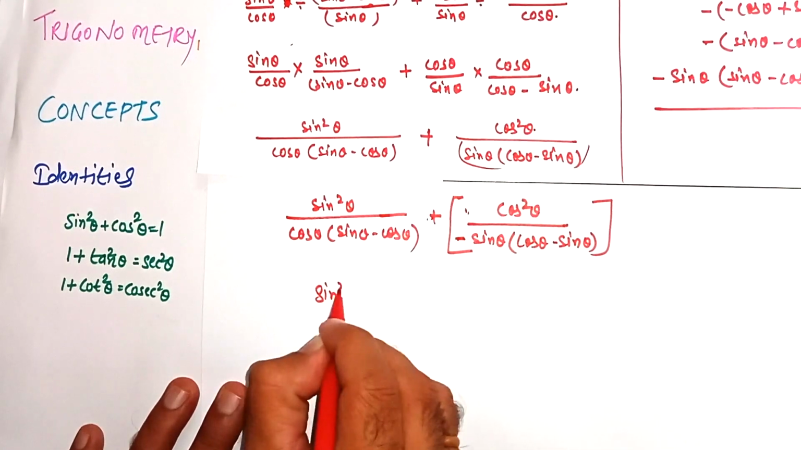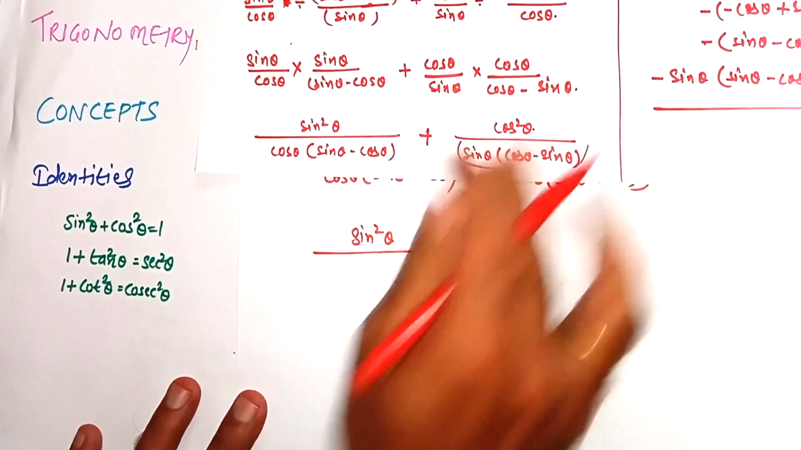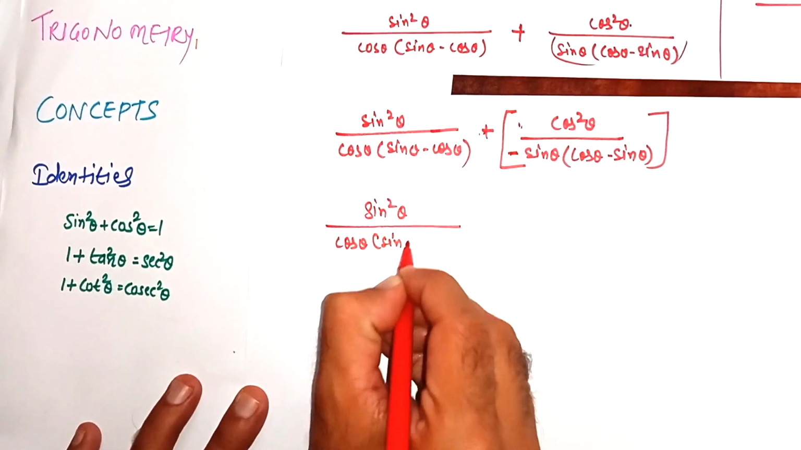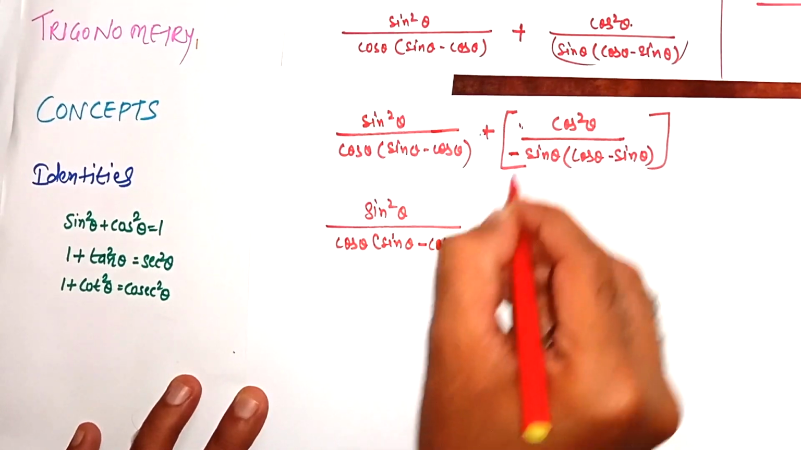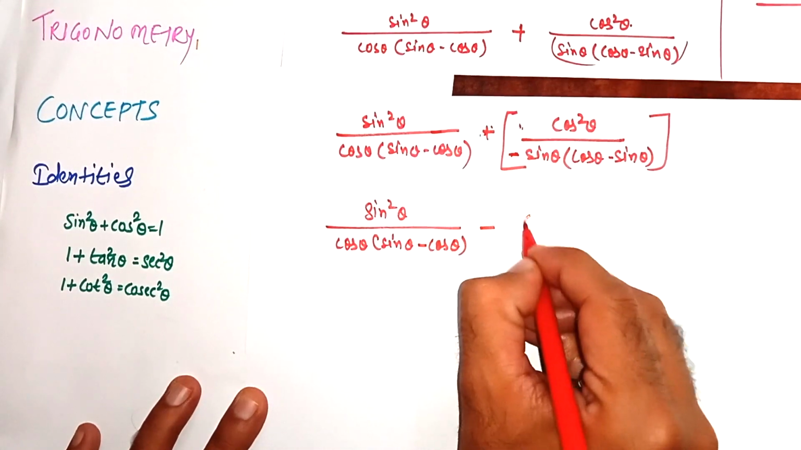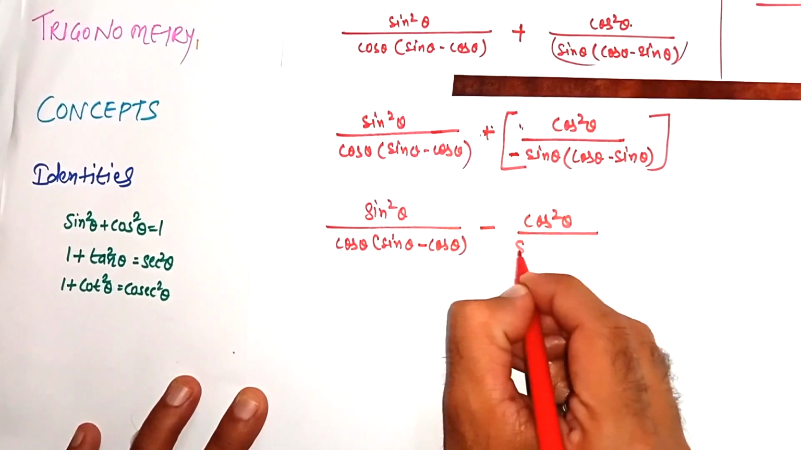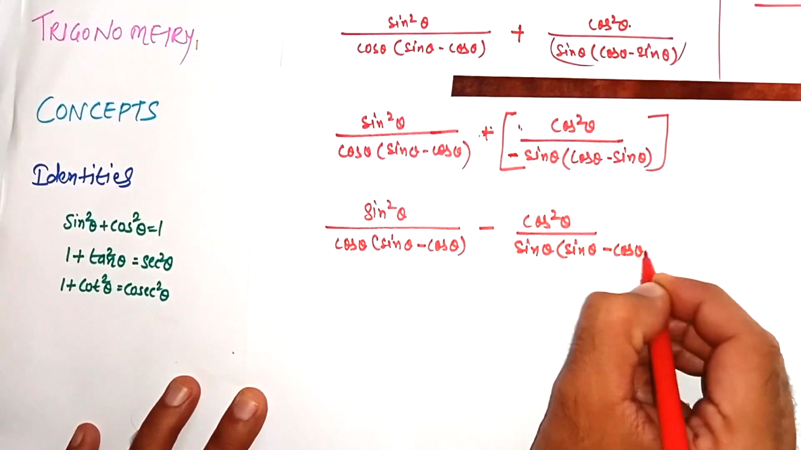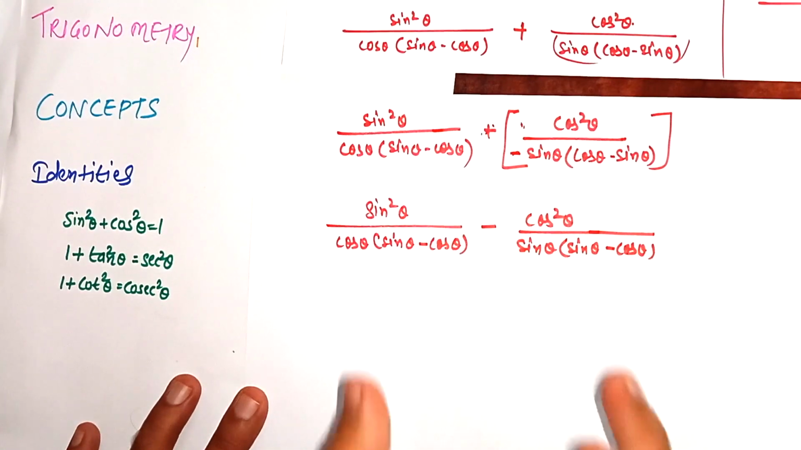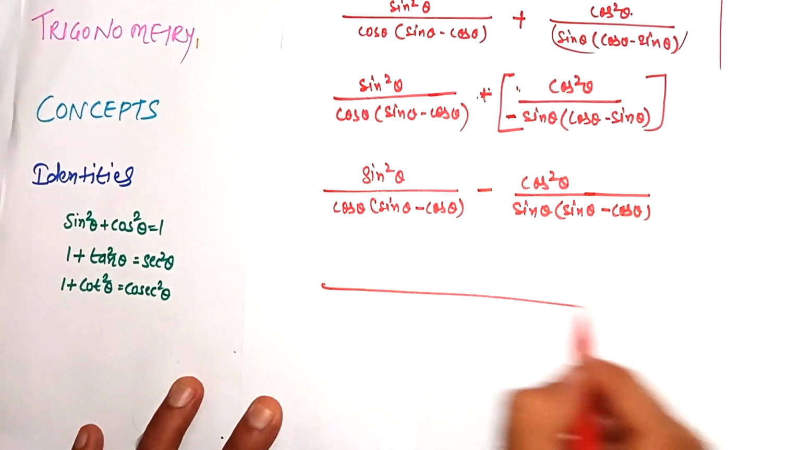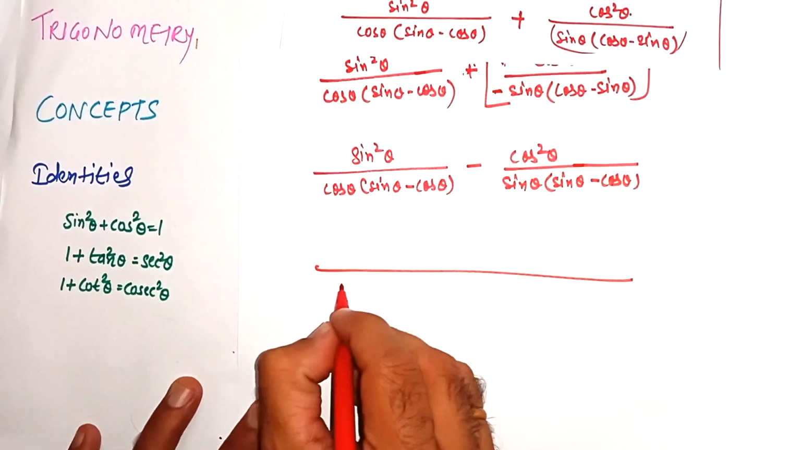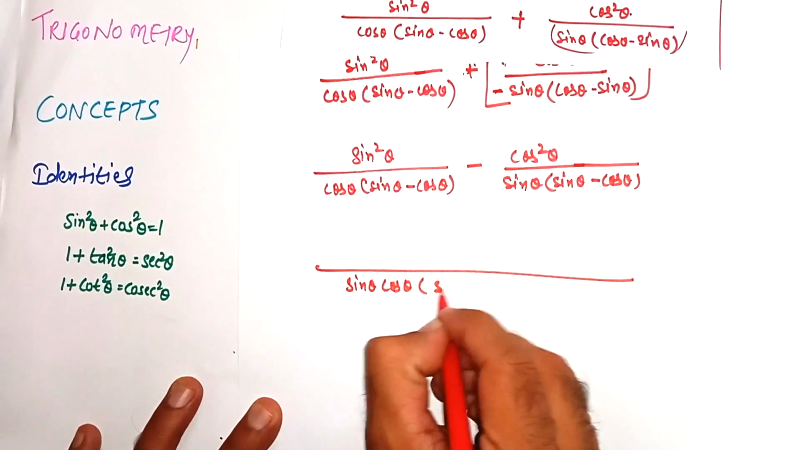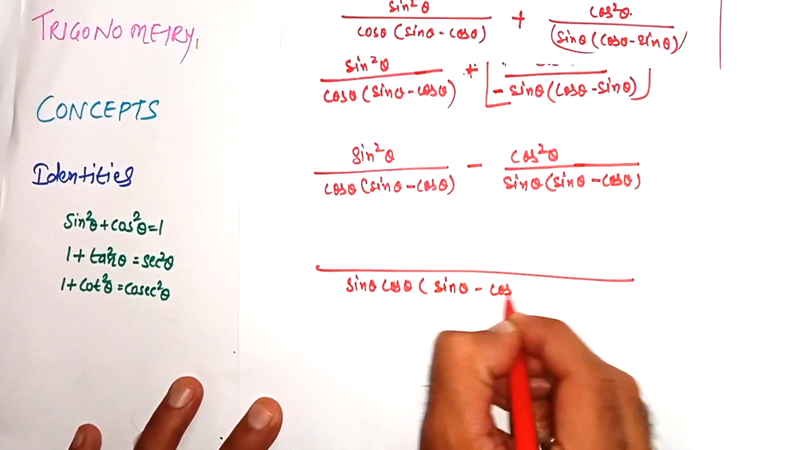You can directly write sin square theta whole upon cos theta sin theta minus cos theta. This will become negative, and this is cos square theta sin theta and sin theta minus cos theta. Now what should be our next step? We take the LCM as in whole. Taking LCM as in whole, the LCM will become sin theta cos theta and sin theta minus cos theta.